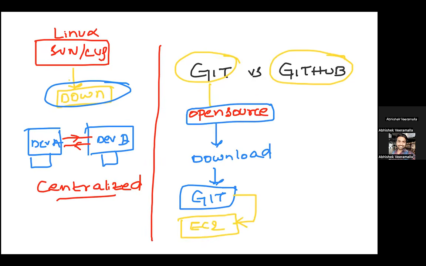Let's say there is dev1, dev2, dev3. Usually the DevOps engineer has created an EC2 instance, and in the EC2 instance, he has downloaded the open source version of Git, and he has also created the Git. So individual developers can submit their code changes to this centralized Git.